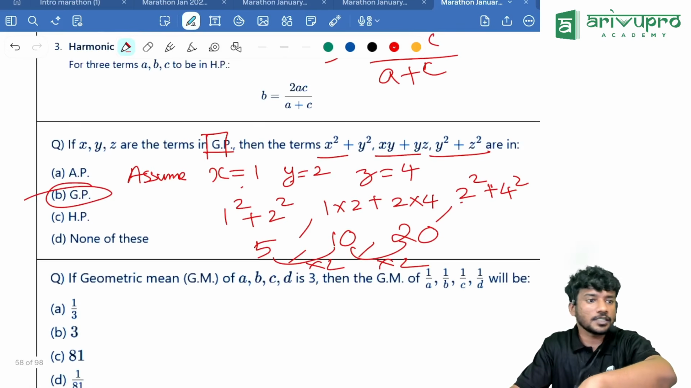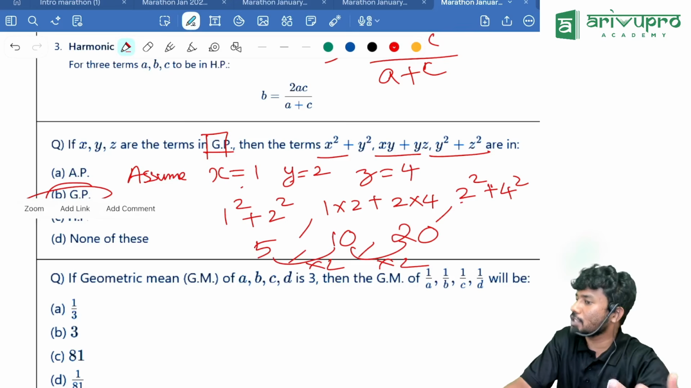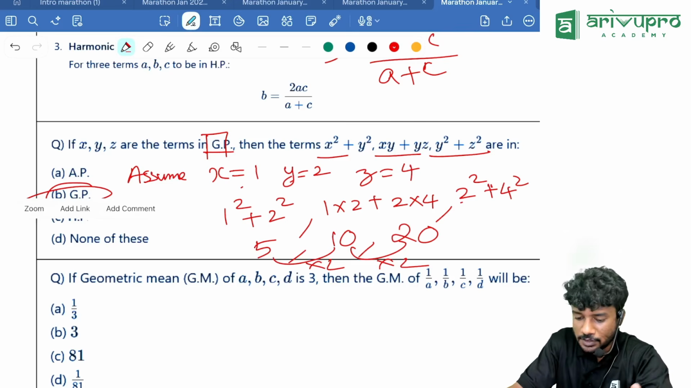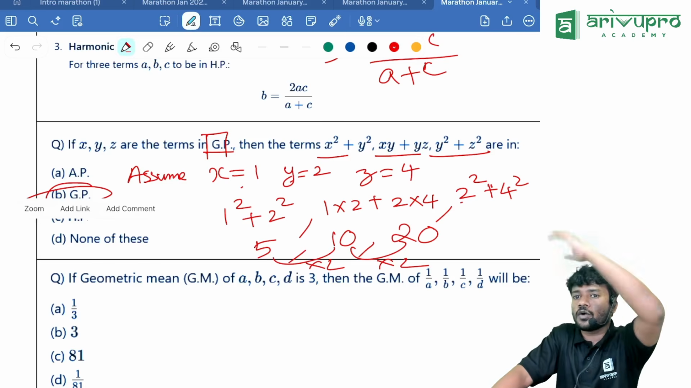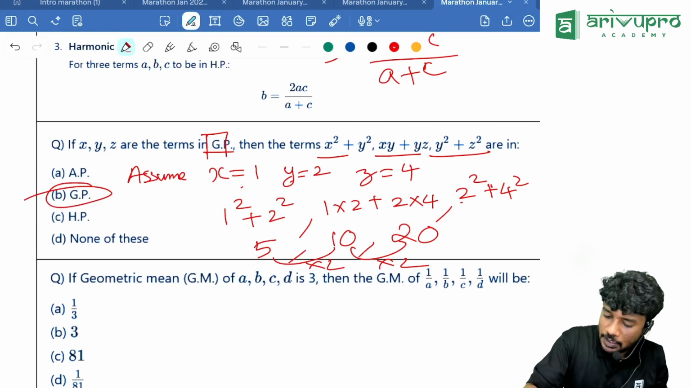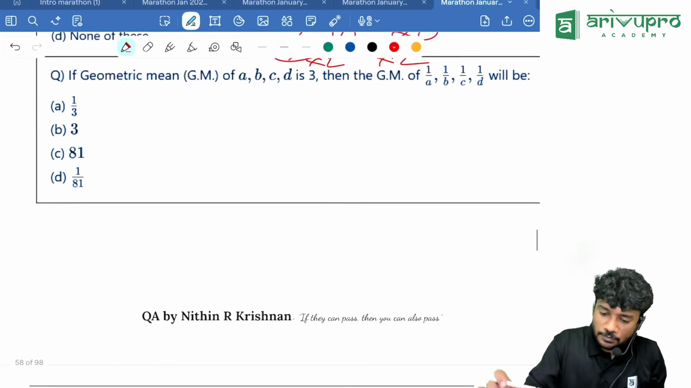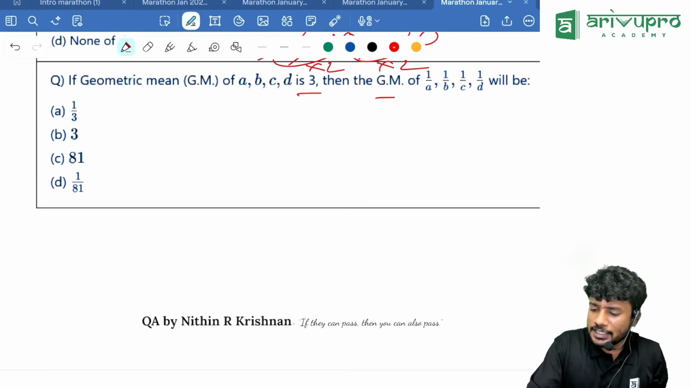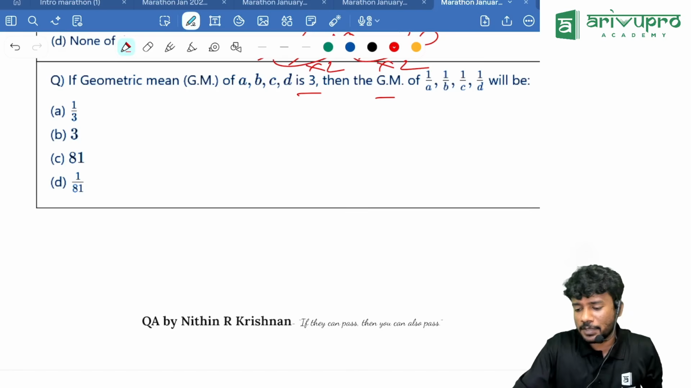Okay, understood. So whenever you get a question like this, try to make assumptions. Assumptions will give you the marks faster. Otherwise, you will start doing a lot of things and you will get confused. Don't do that. Now, if the geometric mean of A, B, C, D is 3, then the GM of 1 by A, 1 by B, 1 by C, 1 by D.